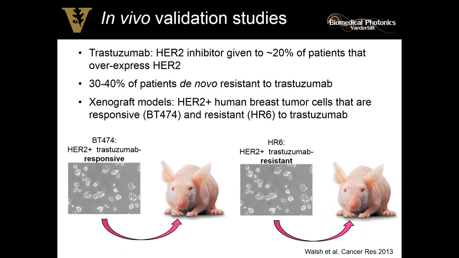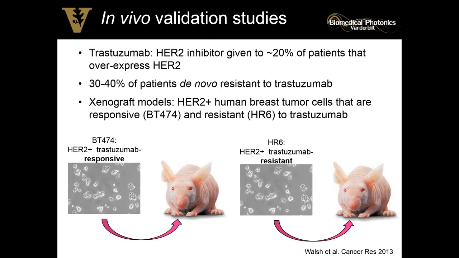So for our in vivo studies, we were specifically looking at trastuzumab, which is also known as Herceptin. It's a HER2 inhibitor given to about 20% of breast cancer patients that overexpress HER2. However, 30 to 40% of these patients exhibit de novo resistance to this drug, so that means they never respond to this therapy, yet they're subject to the toxicities of the therapy.